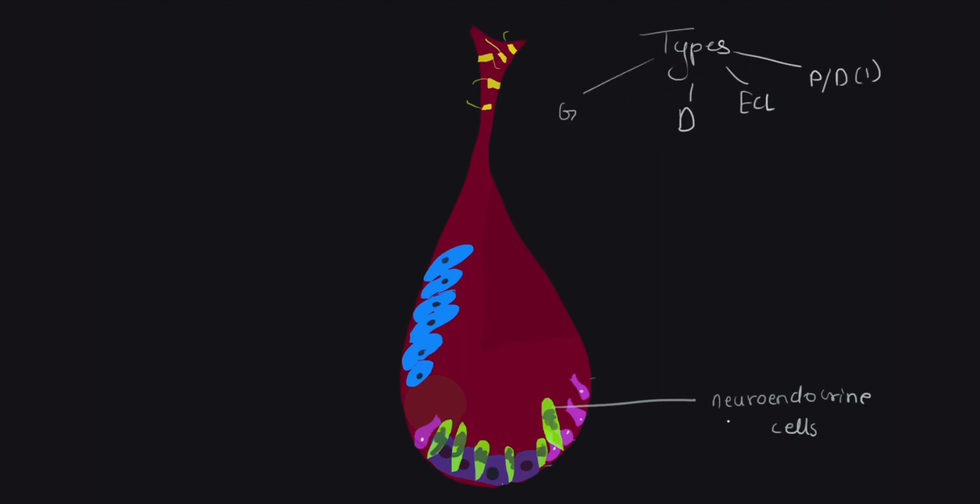Then we have a lot of different types of neuroendocrine cells, namely G, D, ECL, PD1 type. G1 is also the one that secretes gastrin. Then we have the D type, which is responsible for the secretion of somatostatin. ECL type is responsible for the secretion of enterochromaffin or somatostatin again. Then lastly, we have PD1 type, which is known for the secretion of ghrelin.